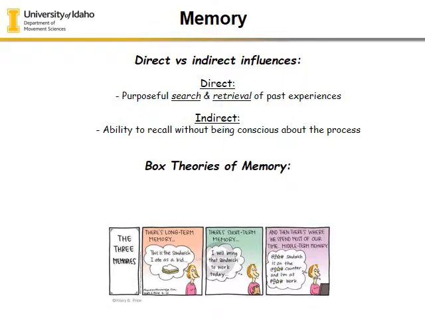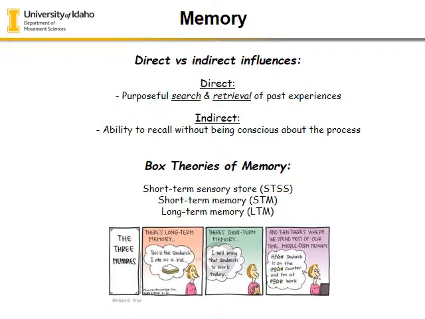What we're going to talk about, the theory, is the box theories of memory. This is going to be broken down into three components: the short-term sensory store, or STSS, short-term memory, or STM, and the long-term memory, LTM. These are what I want you to focus on when we talk about memory, and understand the difference in the three components of our memory. But make sure you remember the difference between direct and indirect, the idea of really consciously going after something or something happening unconsciously.